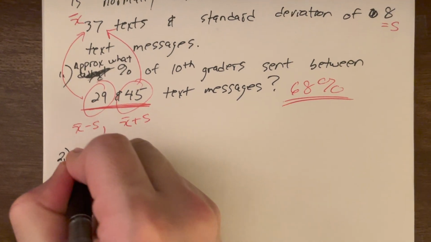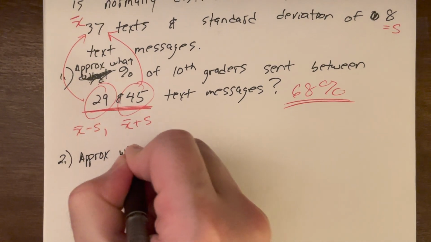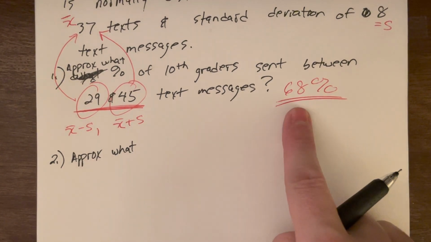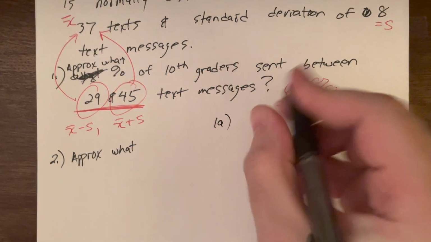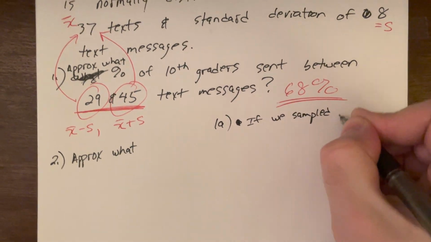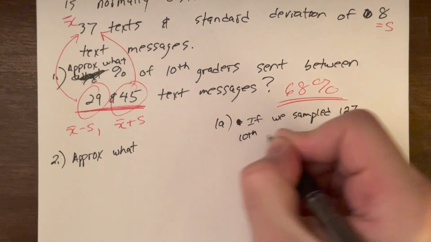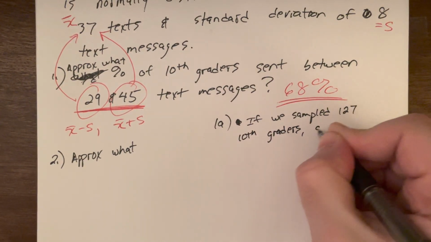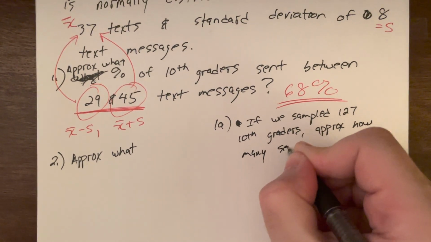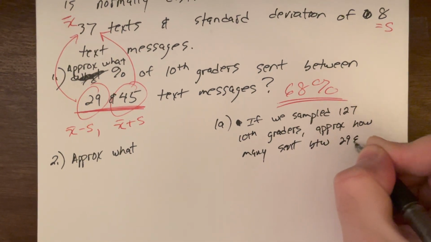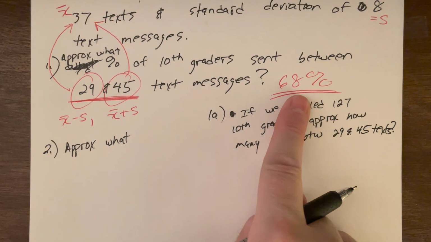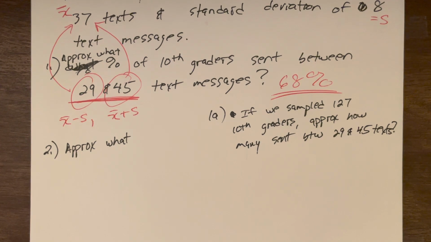Let's do number 2. Approximately. By the way, I want to focus on the percentage. I think that's the big thing. But this is where, let's just put question 1A. If we sampled 127 10th graders, approximately how many sent between 29 and 45 texts last week? This gave me the percentage, so this would just be a part 2.